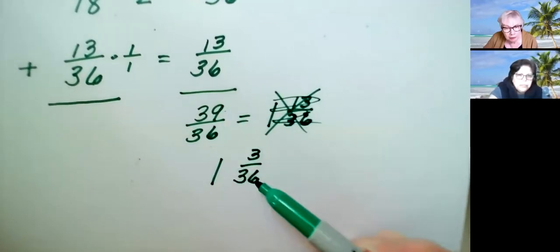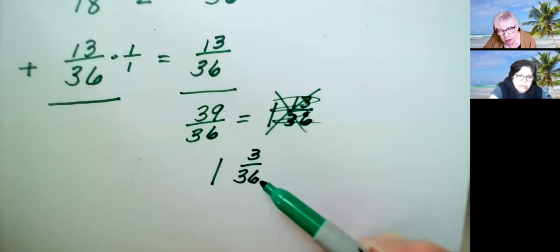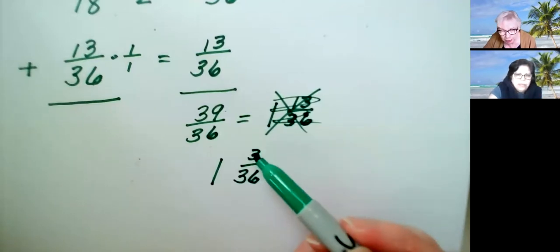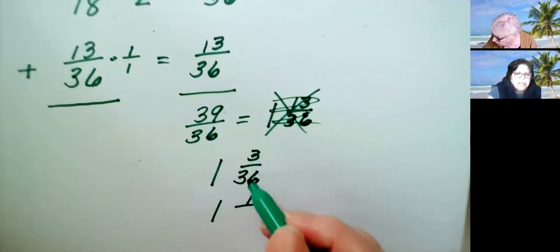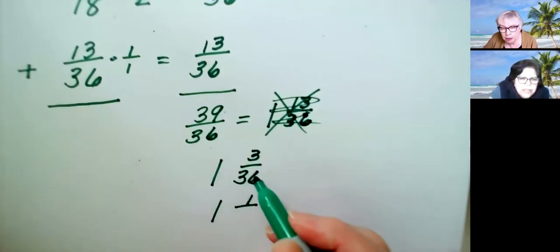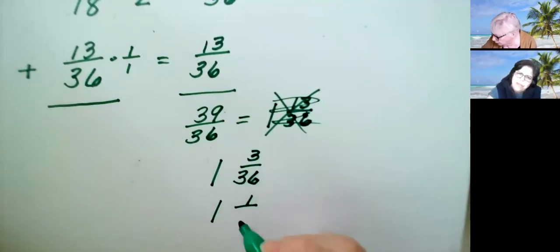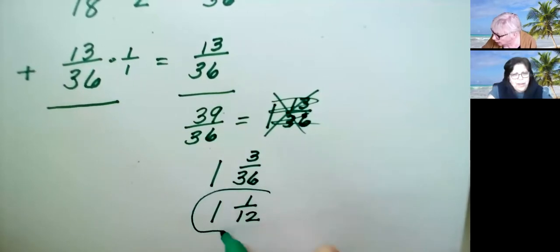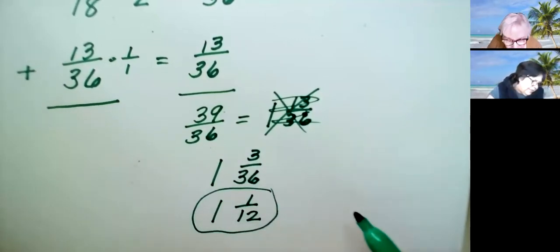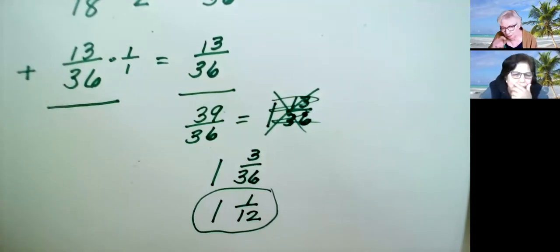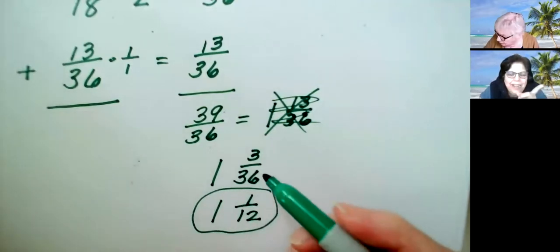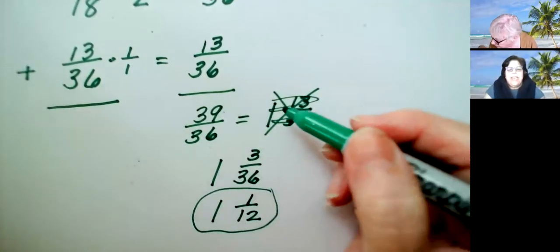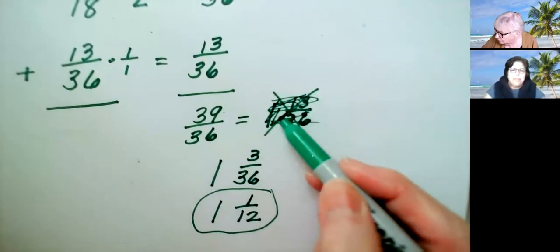3 left over out of 36, but 3/36 reduces by 3. 3 goes into 3 once, and 3 goes into 36, 3 goes into 6, 12. Is that right? That's right. I'm questioning myself. So that's one. How did I get 1/14? I'm trying to figure it out. No idea. I need to learn to write it out. That's my problem. I do it in my head.